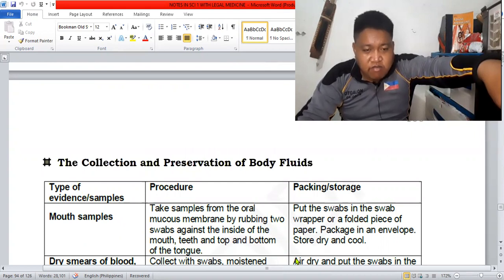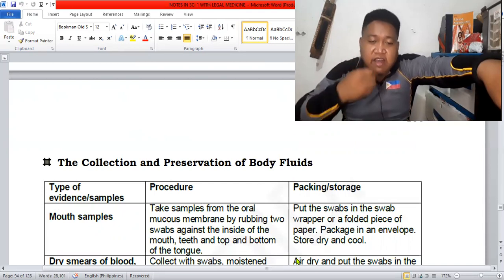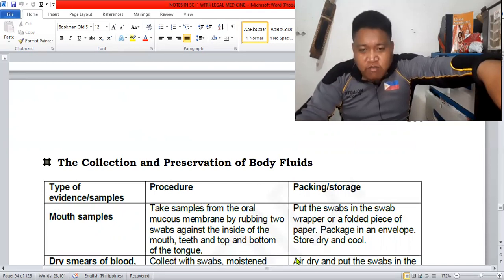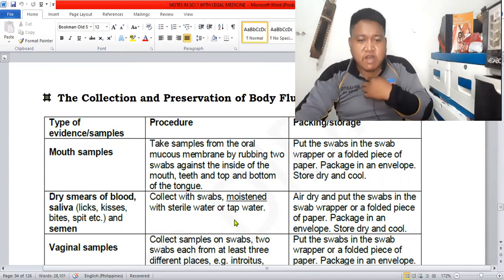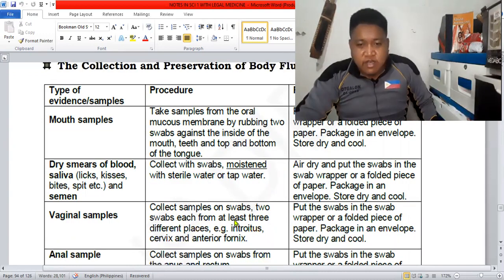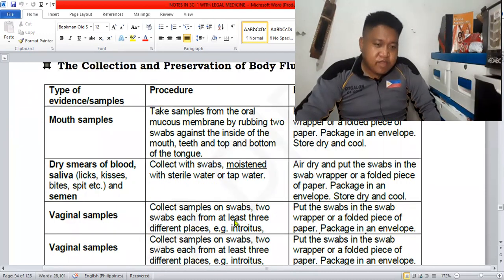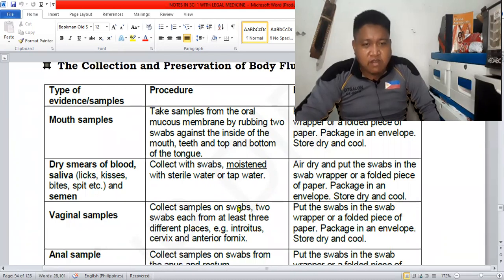Against the inside of the mouth, teeth, and top or bottom of the tongue. Put the swabs in the swab wrapper. Then dry smears of blood, saliva, licks, kisses, bites, spit, and semen. Collect with swabs, moisten with sterile water or tap water. Air dry, safe.